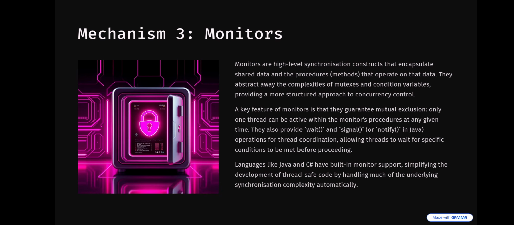The operation x.wait means that the process invoking this operation is suspended until another process invokes x.signal. The x.signal operation resumes exactly one suspended process. If no process is suspended, then the signal operation has no effect.